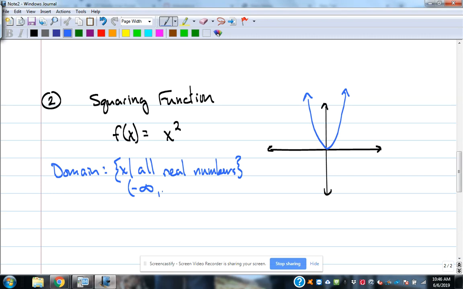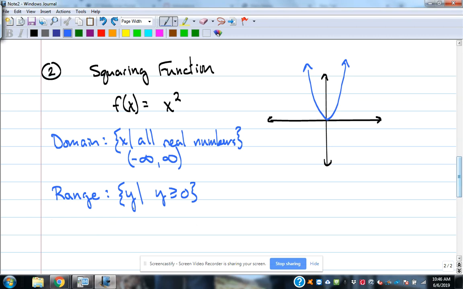Negative infinity, positive infinity. And in its basic form, the range is all y's that are greater than or equal to 0. So the interval for that would be 0 to infinity. That's the range of that. It has a decreasing interval and an increasing interval. It's this U kind of shape here.